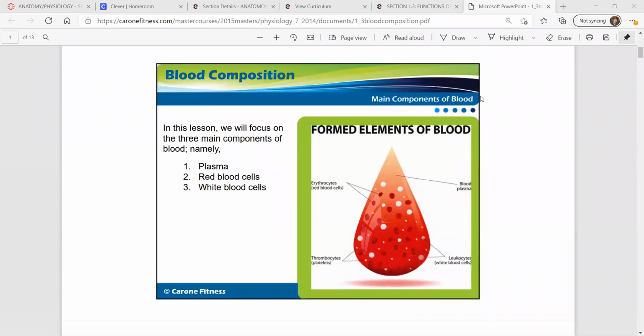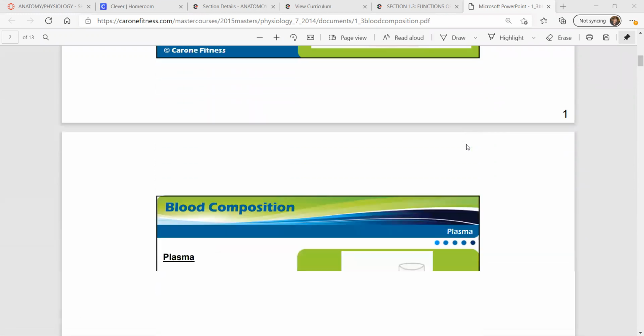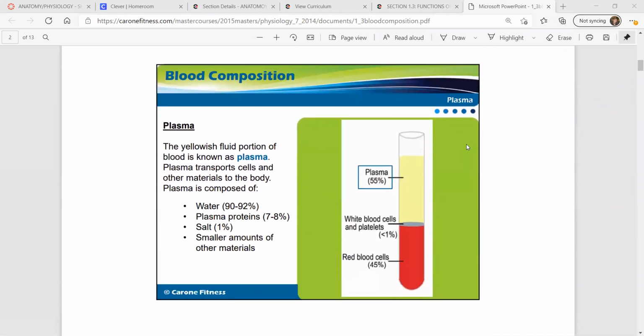So in this lesson, we're going to focus on the three main components of your blood: plasma, red blood cells, and white blood cells. Plasma is the yellowish fluid portion of blood, and it transports cells and other materials to the body.